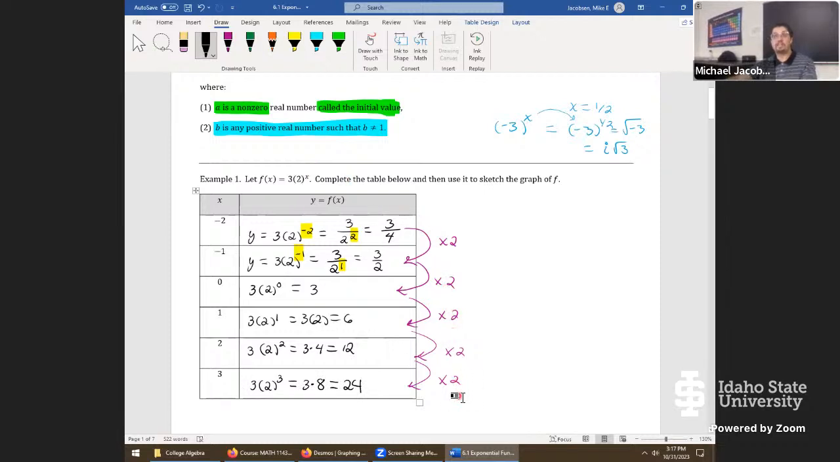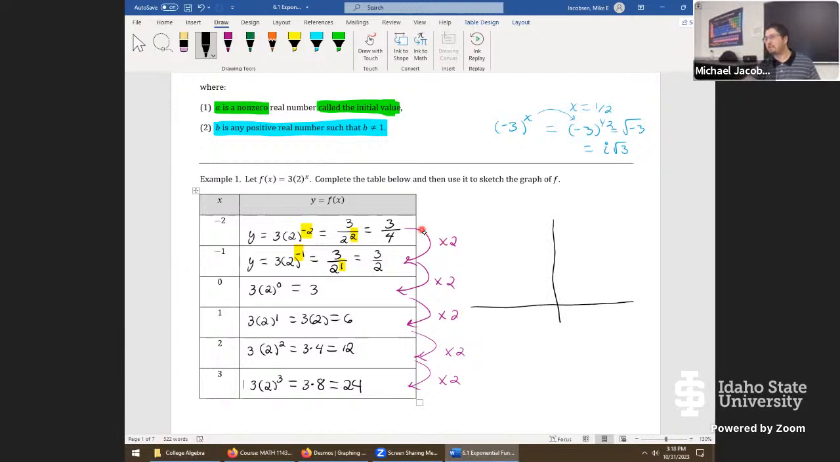And this is not a coincidence. Exponential functions always have this feature: if the inputs are only increasing by 1, you're just multiplying by something to get the next value. It could be multiplying by 5. It could be multiplying by a third, anything like that. But now that we have all these values, here's the punchline. We just want to plot this stuff.